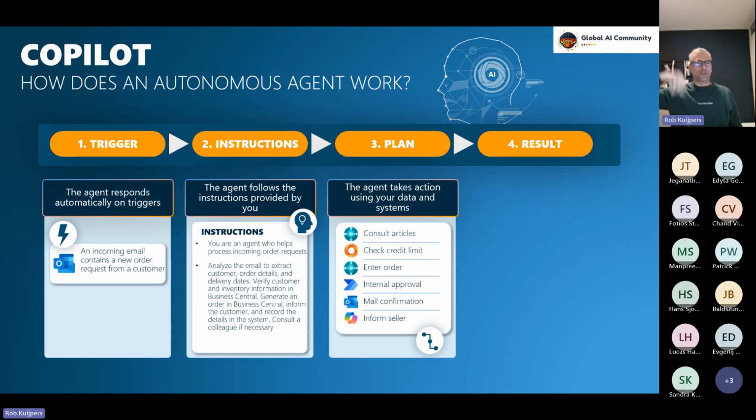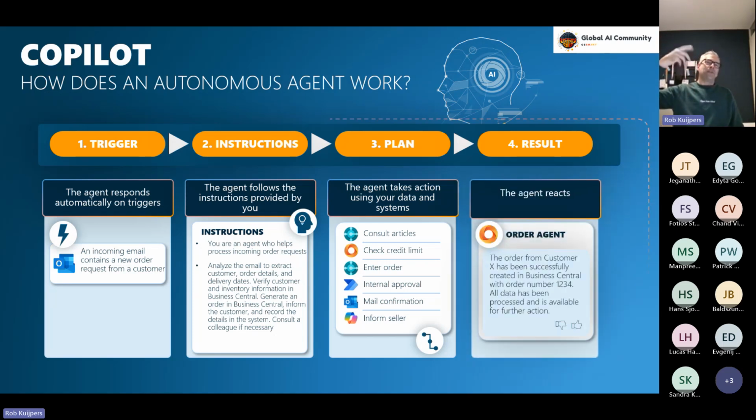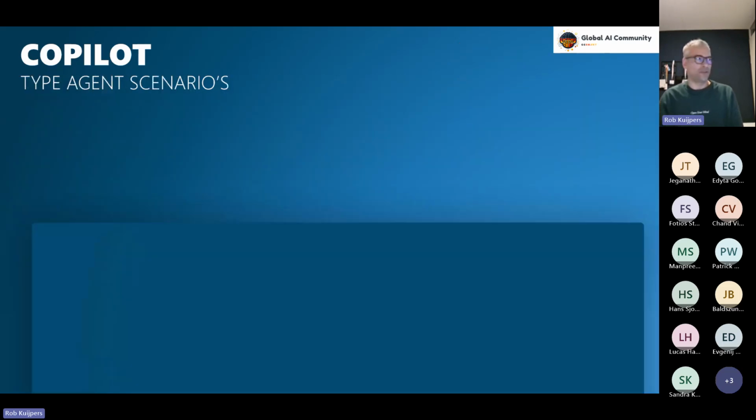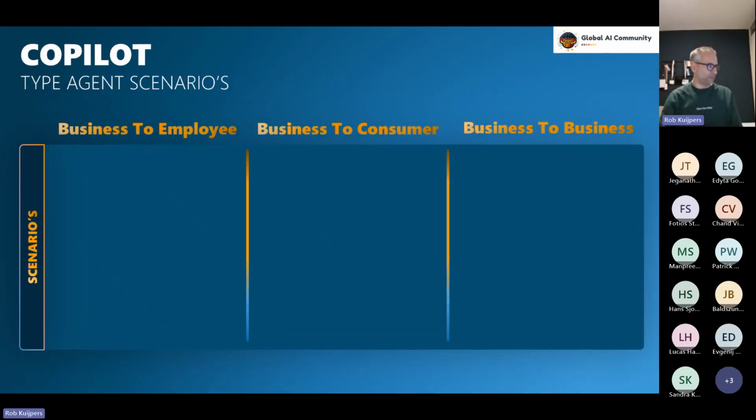You have to maybe search for some kind of order in Business Central, or check the credit limit, or check a lead or an opportunity in your CRM system. And you have to react back. You have to do something in your business, or maybe confirm to the customer by sending an email or something like that. Trigger, instructions. You have to plan, you have to learn, you have to instruct your agent, and it has to do something to communicate back to the user.